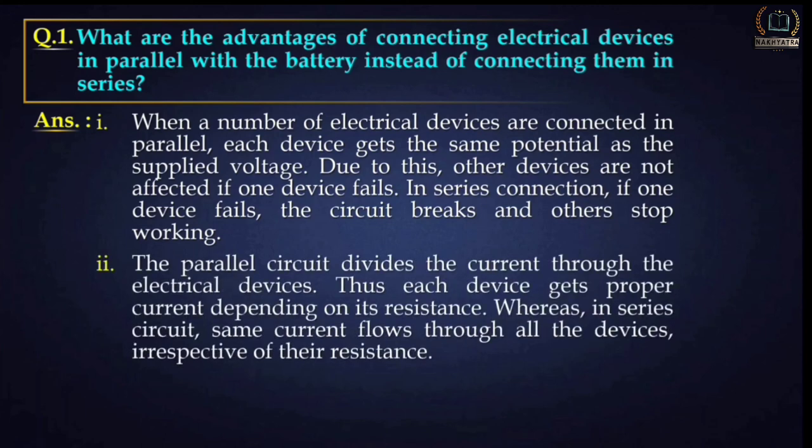The next point is, the parallel circuit divides the current through the electrical devices. Thus, each device gets proper current depending on its resistance. Whereas in a series circuit, the same current flows through all the devices irrespective of their resistance. See here, in a parallel circuit, the current gets divided through the electrical devices, so each device gets proper current depending on its resistance. But in series connection, the same current flows through all the devices irrespective of their resistance.